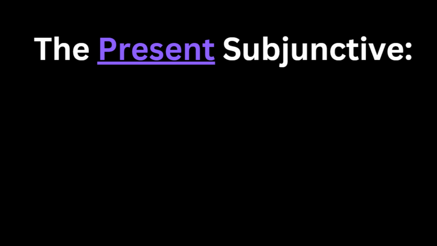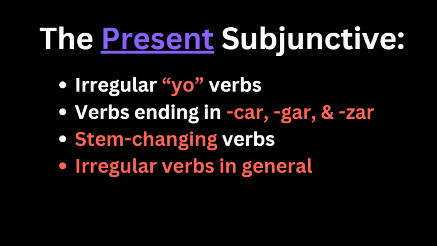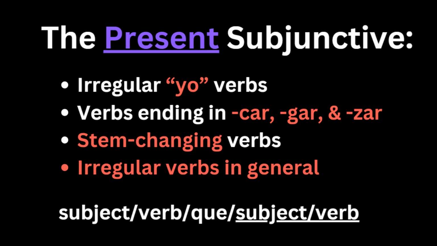The present subjunctive is the first tense that is learned conceptually, but it's actually one of the hardest concepts of the subjunctive, mainly because it has a lot of irregular verbs, including irregular YO verbs, verbs ending in car, gar, and sar, stem changing, and irregular verbs in general. Like I said in the previous video, you will have to memorize every conjugation of every verb because the second part of the phrase, subject verb que, subject verb, can have any pronoun and any verb.